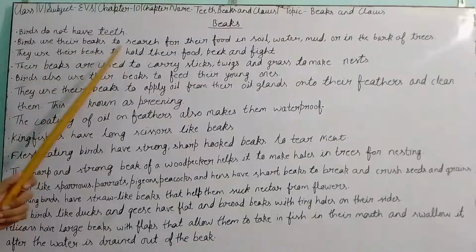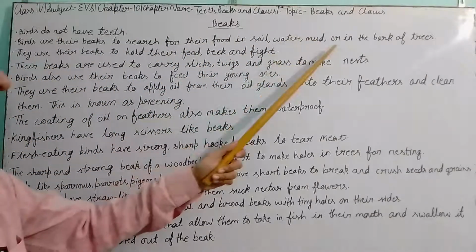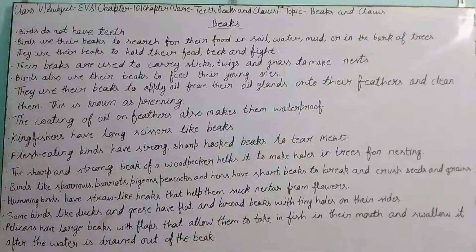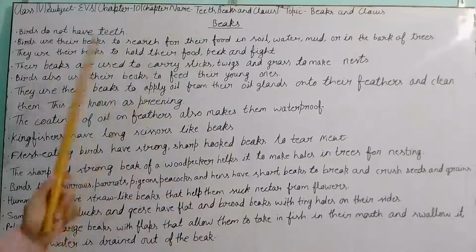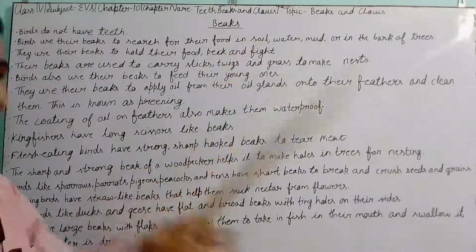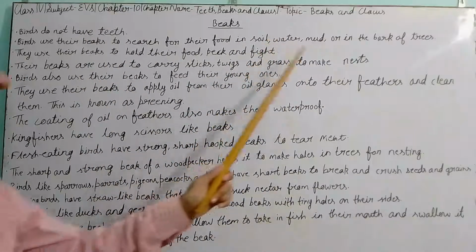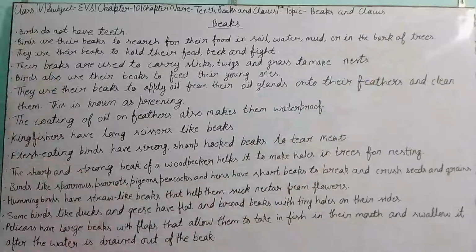Birds use their beaks to search for their food in soil, water, mud or in the bark of trees. With the help of their beaks, they can easily search for their food in these places. They put their beak inside the water, mud or the bark of the trees, and from there they can get their food.